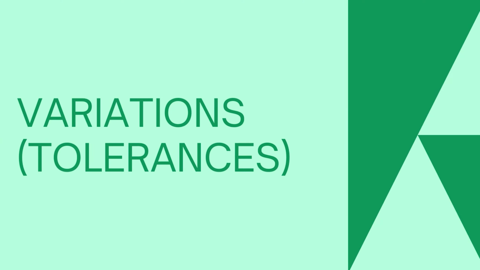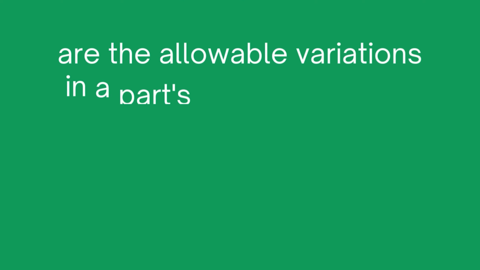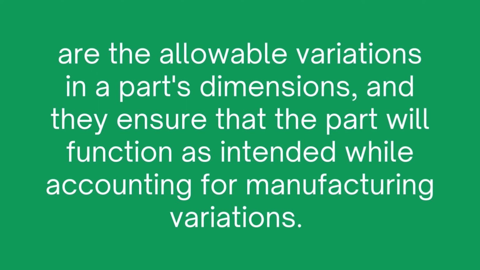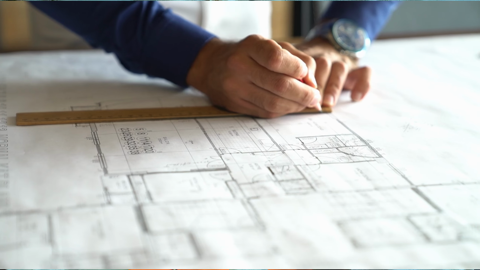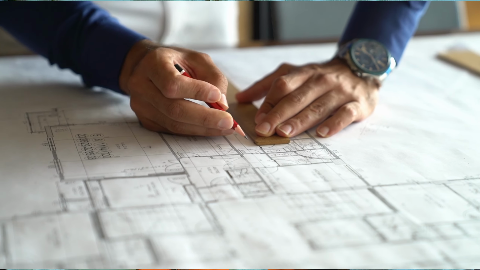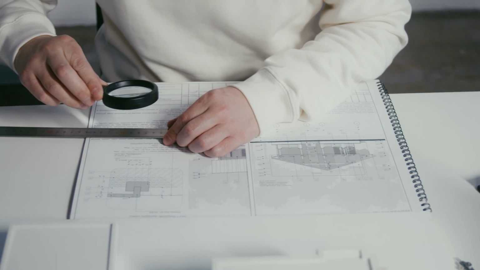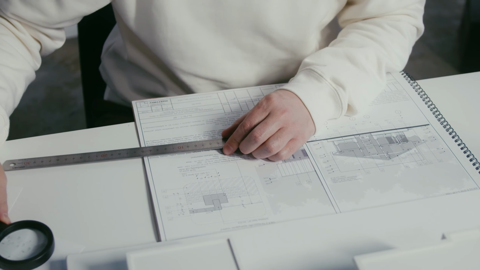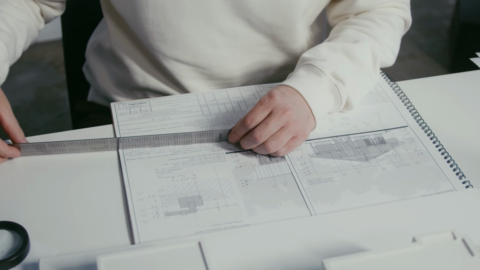Variations or tolerances are the allowable variations in a part's dimension. They ensure that the part will function as intended while accounting for the manufacturing variations. GD&T provides a precise and consistent way to specify these tolerances by reducing ambiguity and ensuring that everyone involved in the manufacturing process understands the requirements.